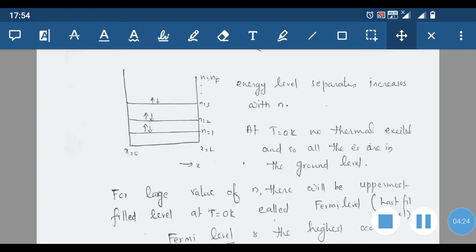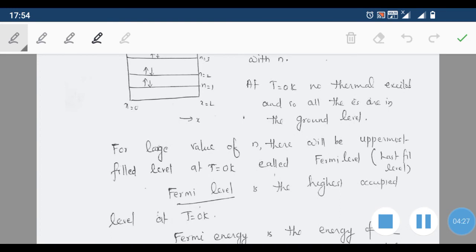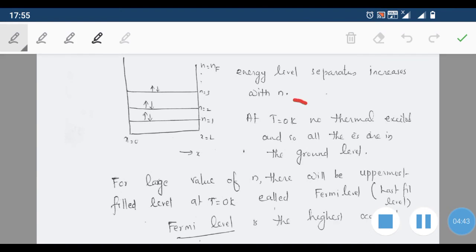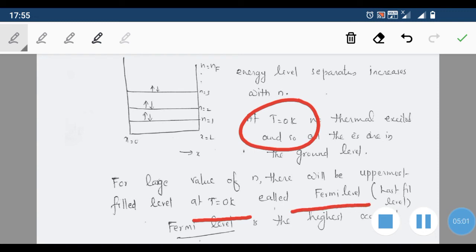That is the case of the one-dimensional potential box. Then at T is equal to 0, there is no thermal excitation, and so all the electrons will be in the ground level. So at T equal to 0, absolute zero temperature, there will be no free electrons, and all the electrons will be in the ground level. For large values of n, there will be an uppermost filled level at T is equal to 0, which is called the Fermi level, that is the last filled level.